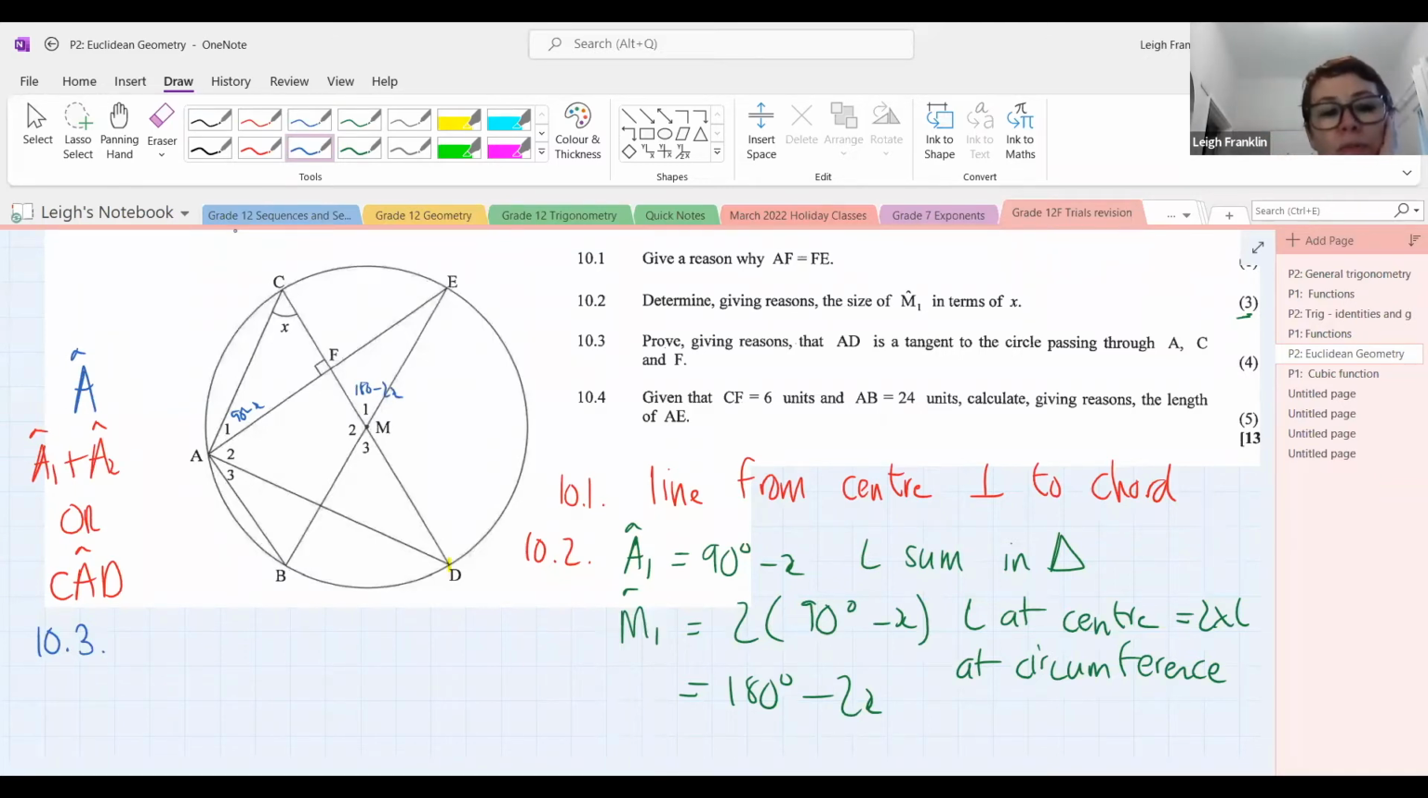So if we want to prove that AD is a tangent to the circle, here is AD over here. And it tells us that the circle passes through A, C, and F. So when we see that, what reason do we use to prove that a line is a tangent to a circle? Does anybody know how to prove that a line is a tangent to a circle? Can you remember from grade 11?